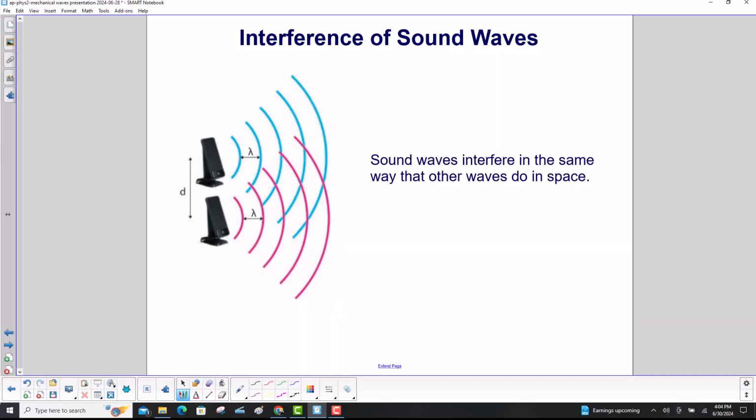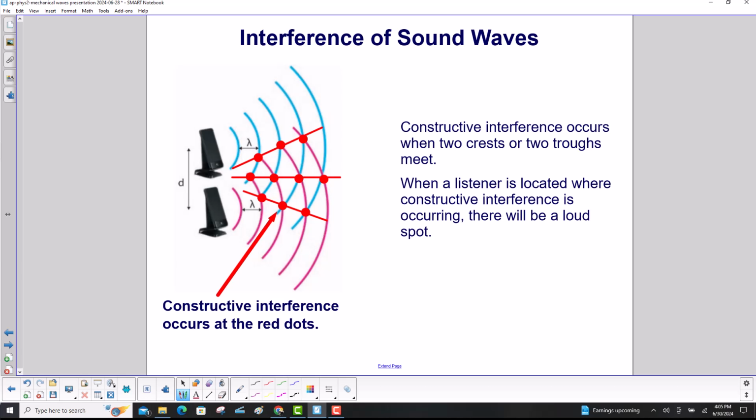The sound waves are completely in phase and the listener will hear a maximum sound. Sound waves interfere in the same way that other waves do in space, whether it's water waves, sound waves, string waves, anything. Constructive interference occurs when 2 crests or 2 troughs meet. When the listener is located where constructive interference is occurring, there will be a loud spot. And that's these red dots over here.